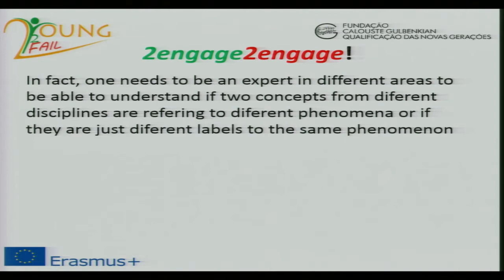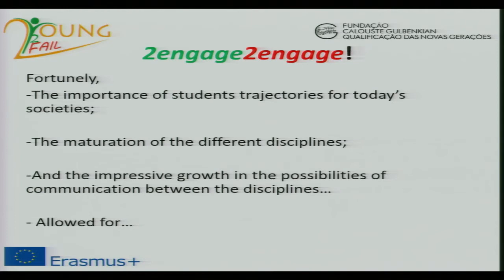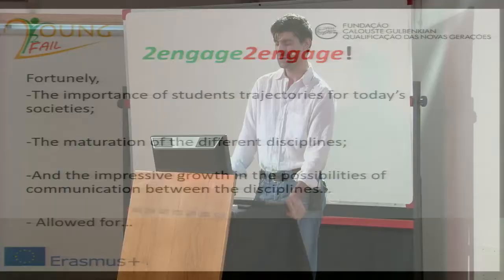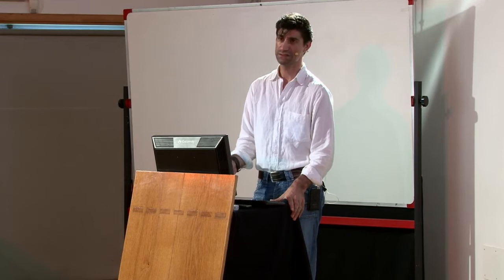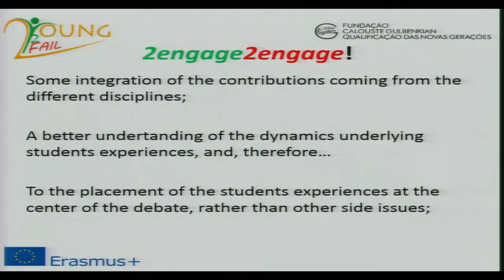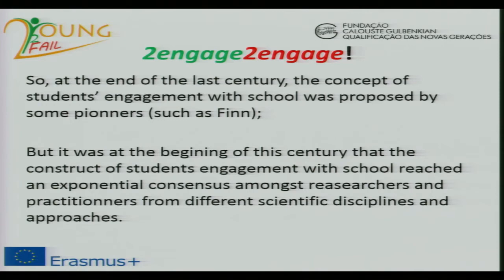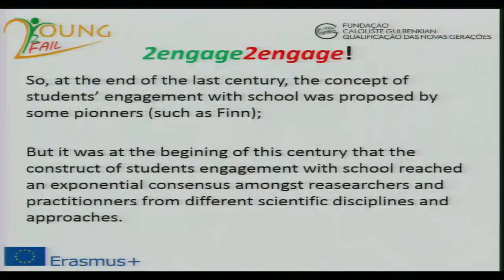Fortunately, the importance of students' trajectories for today's societies, the maturation of the different disciplines, and the impressive growth in the possibilities of communication between the disciplines allowed for some integration of the contributions coming from different disciplines. A better understanding of the dynamics underlying students' experience, and therefore the placement of the students' experiences at the center of the debate rather than other side issues, is a reality in our days. At the end of the last century, the concept of student engagement with school was proposed by some pioneer researchers, such as Finn in the United States in 1989. And after that, there was very little improvement and growth in this perspective.